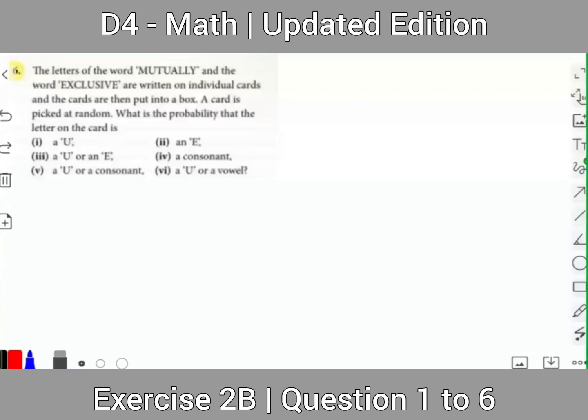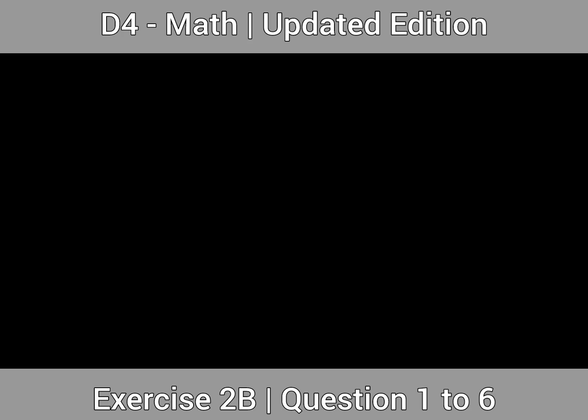Now in question 6, the letters of the word mutually and the word exclusive are written on individual cards, and the cards are then put into a box. A card is picked at random. What is the probability that the letter on the card is, in part 1, a U, in part 2, N or E, in part 3, a U or N or E, in part 4, a consonant, in part 5, a U or a consonant, and in part 6, a U or a vowel?